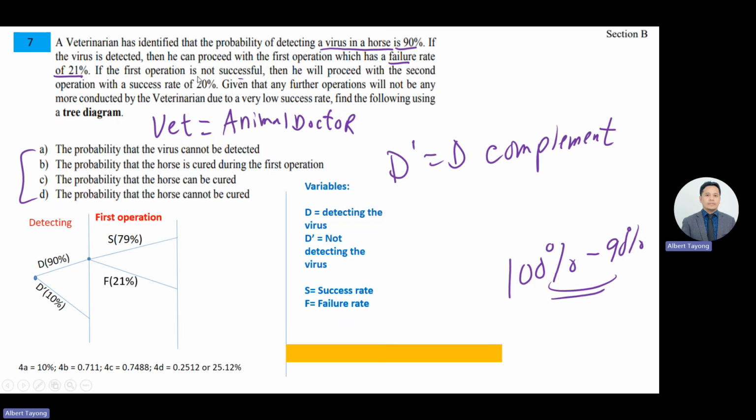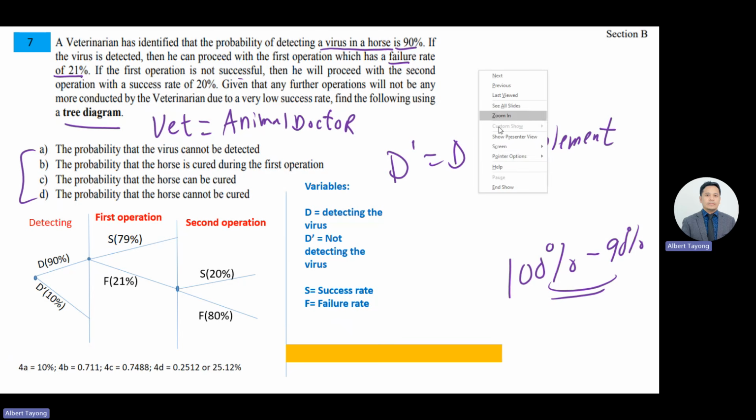Now, if the first operation is not successful, that means failure, we continue here, not here, because this is for success. So if the first operation is not successful, it's going to proceed with the second operation. The success rate is 20%, so the failure rate is 80%. Okay, so that completes our tree diagram. We call this a tree diagram because we have branches.